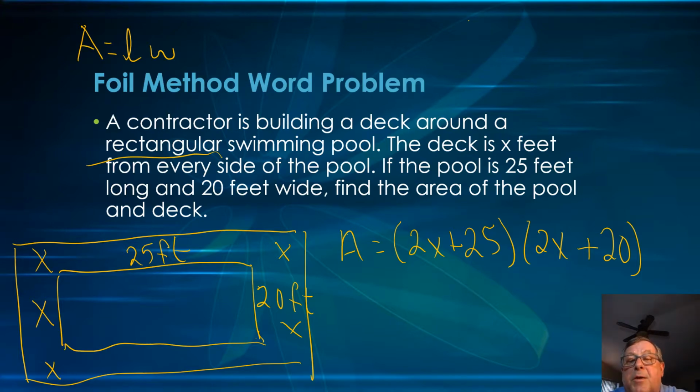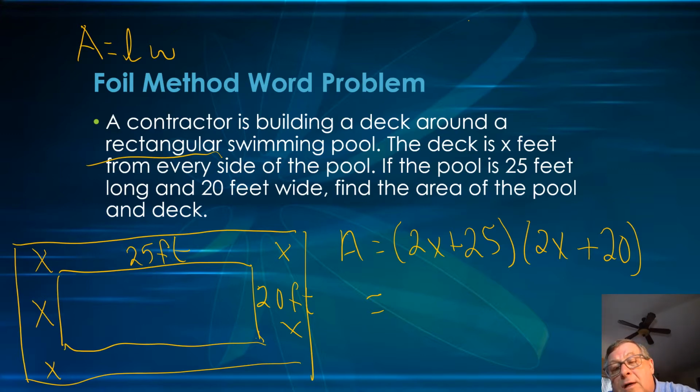Well, look at what we got. We got two binomials here. 2x plus 25 represents the length, and 2x plus 20 represents the width. And I can FOIL these two binomials to come up with an equation, depending on what x is, how many feet the deck extends from each side of the pool, to determine the area. So again, we're going to use FOIL.